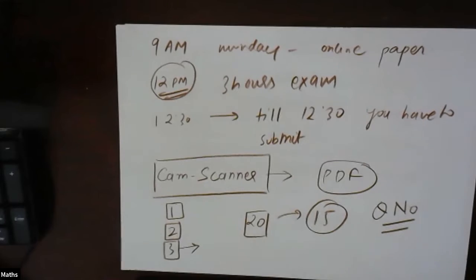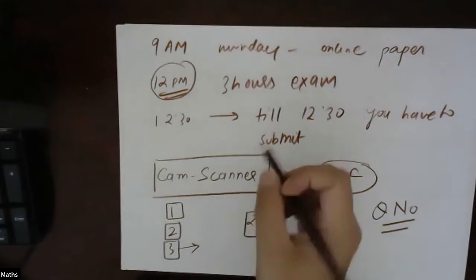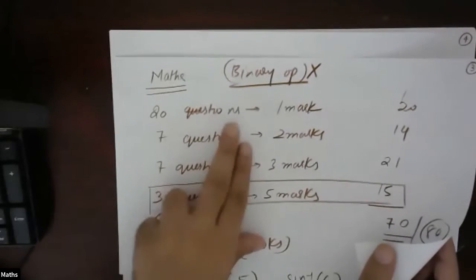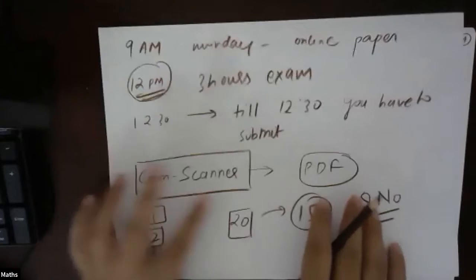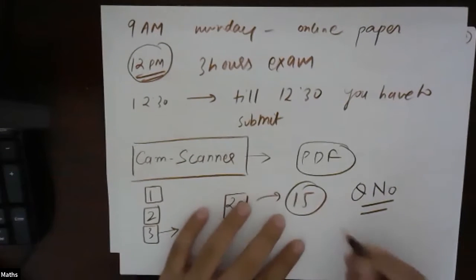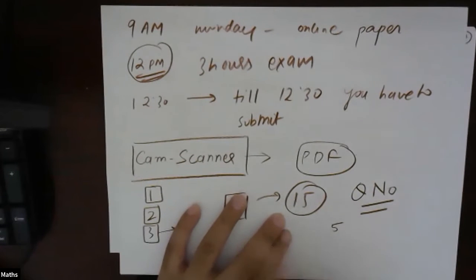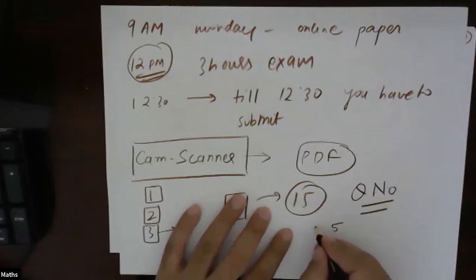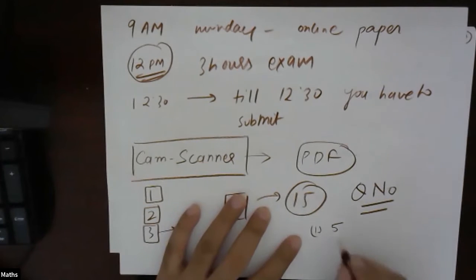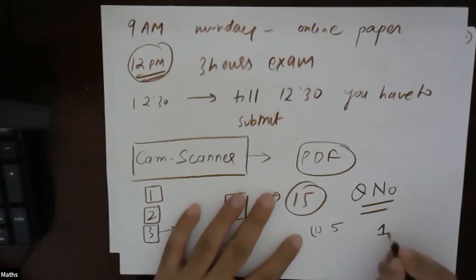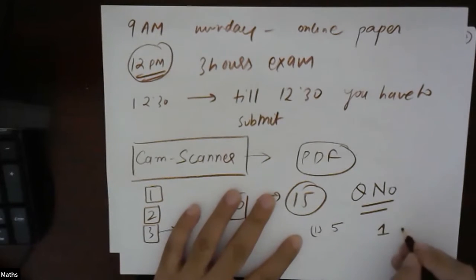Okay, do not simply write the answer. For 20 questions of 1 mark each, do not just write the answer. Suppose for the first question the answer is 5, and 5 was option A. So write 1, the first question number, and then the answer A, like this.